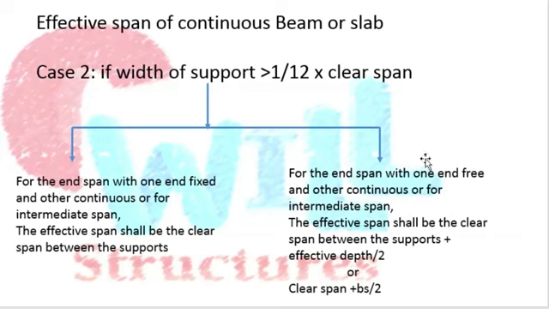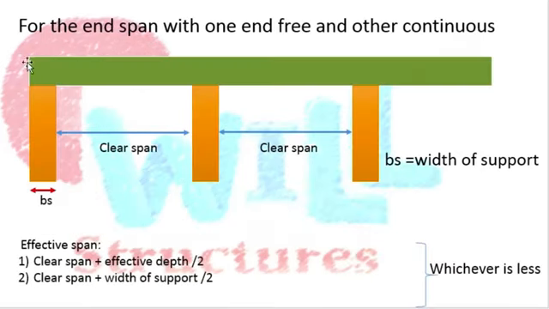Now for the next condition, the end span with one end free and the other continuous, you can see in this diagram I'm showing here. Here is a beam or a slab which is supported with supports having the width BS. The effective span will be the clear span plus effective depth divided by 2. Second, clear span plus width of the support divided by 2. First we have to calculate both conditions and take the effective span whichever is less.